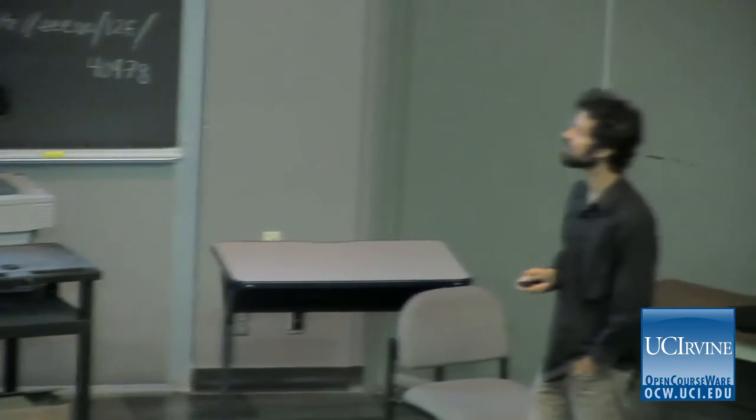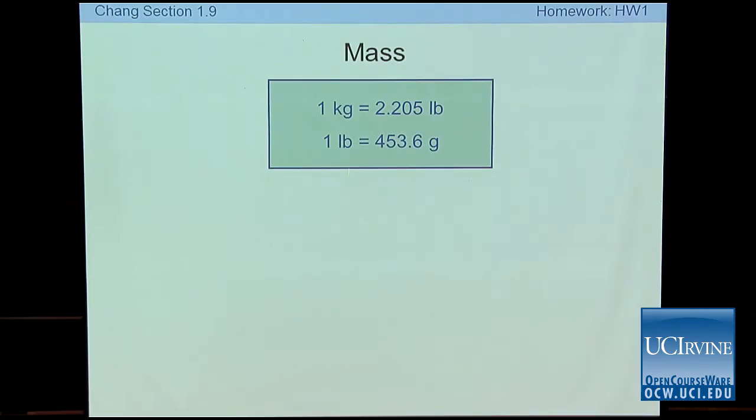Okay. One more. Mass. Relations, kilogram related to pounds, and pounds related to grams. And a question. How many grams are in 0.346 pounds? I have to go from pounds to grams. Here's a relation between pounds and grams. I only need this one here.